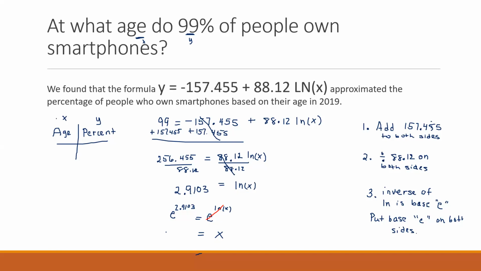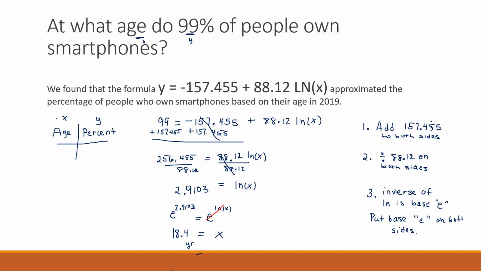On the other side, I have something that is calculator friendly. So I'm going to go to my calculator. I'm going to hit second and the LN button. That brings up e to the, and I'll type in 2.9103 for the exponent. And I get 18.36 years. So I'm going to round that to 18.4 years. So what this is telling me is that by age 18, a little beyond 18, 99% of people are going to own their own smartphone.